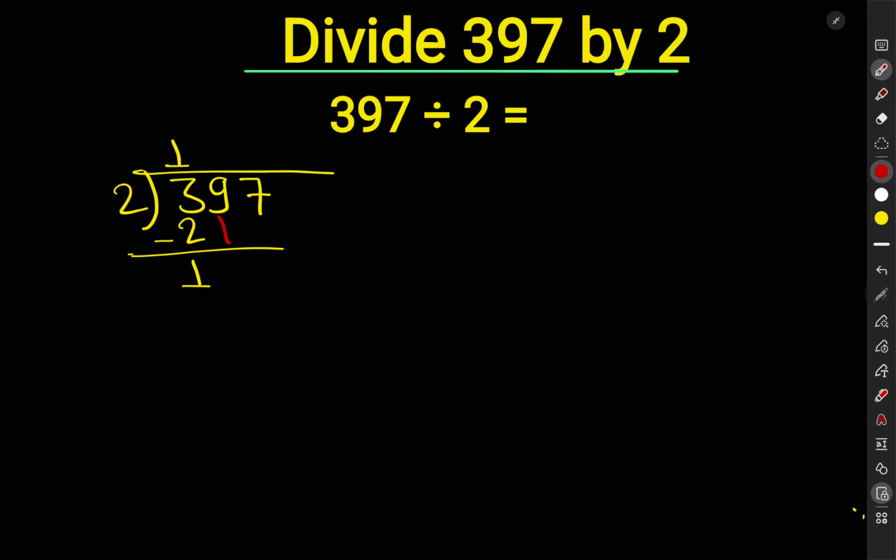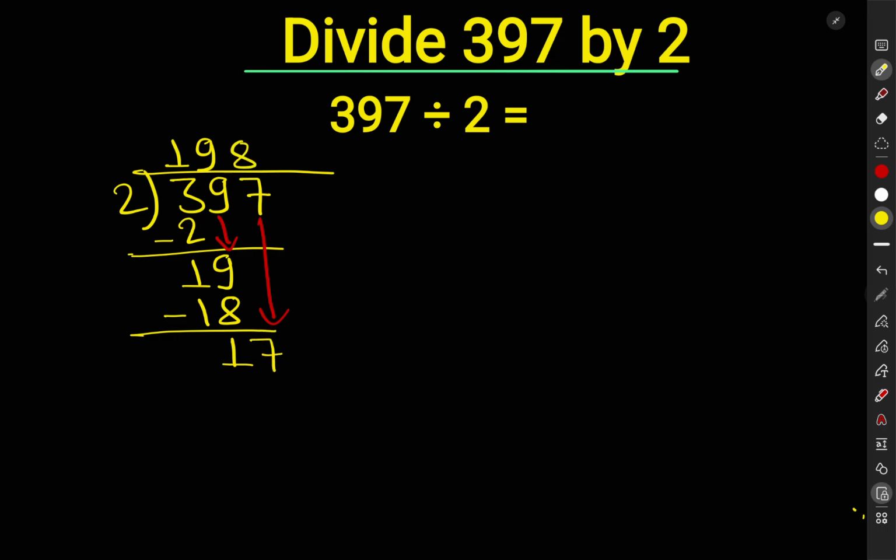So we put down the number beside this, 9. So now it is 19 and 2 times 9 is 18. On subtracting it is 1. So we put down this 7 and it is 17.